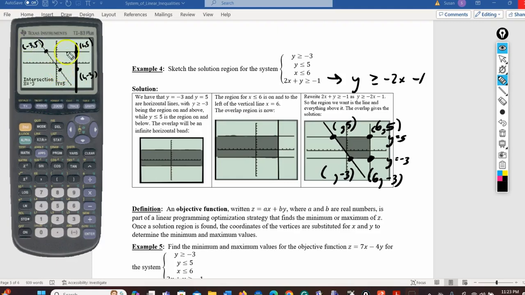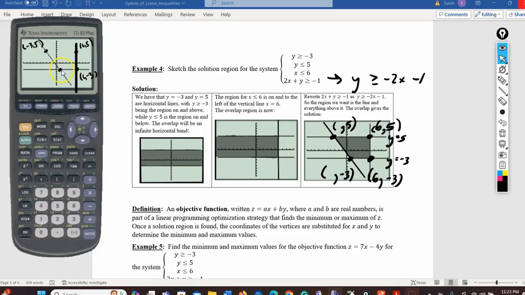Now, if I want to get this intersection, I need to put this line to sleep and wake that line back up. So I'm going to put this over here and press enter. That puts it to sleep. And then I'm going to highlight that one and it wakes it up. If they're highlighted, they're going to appear.